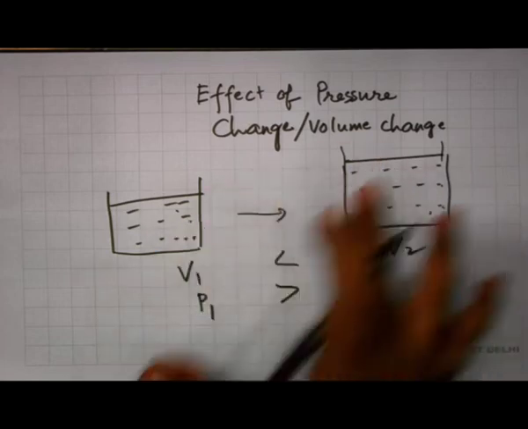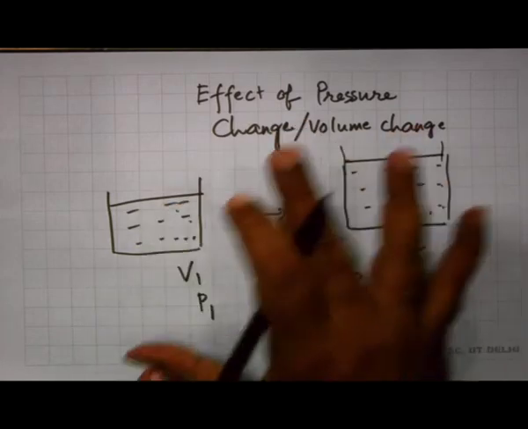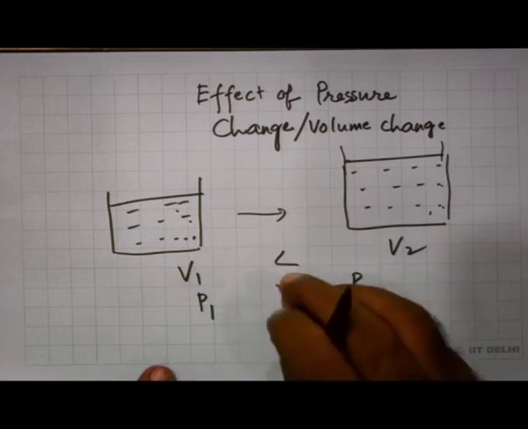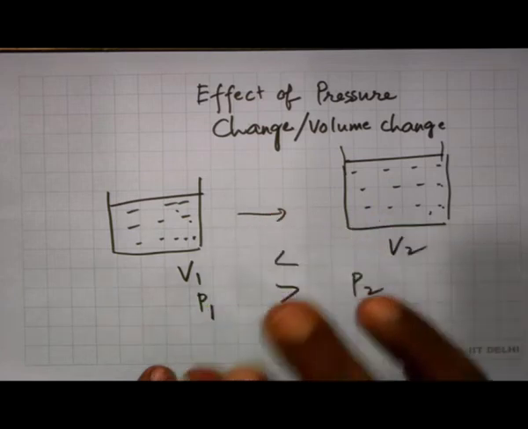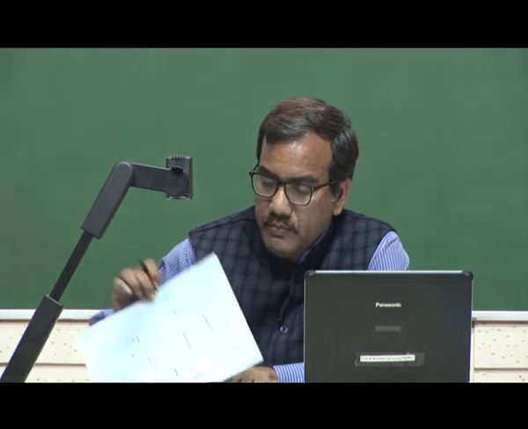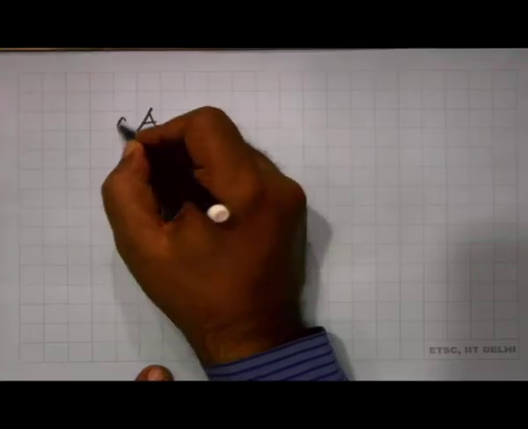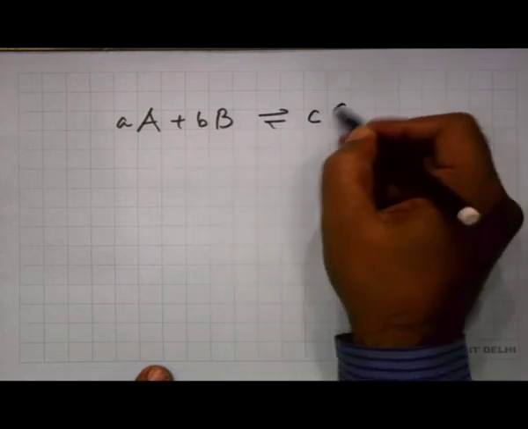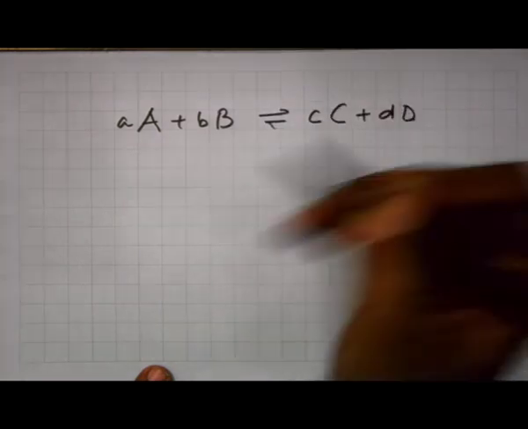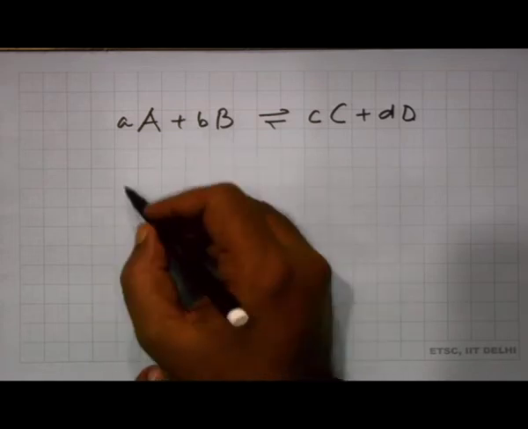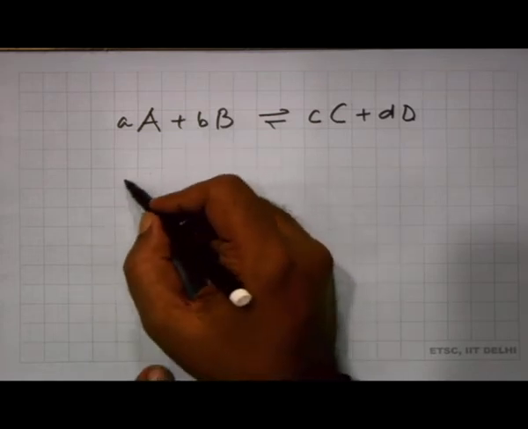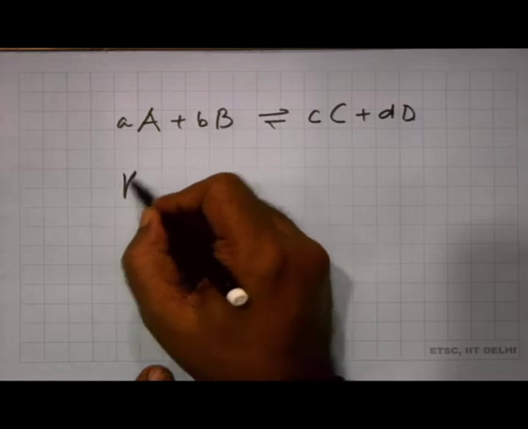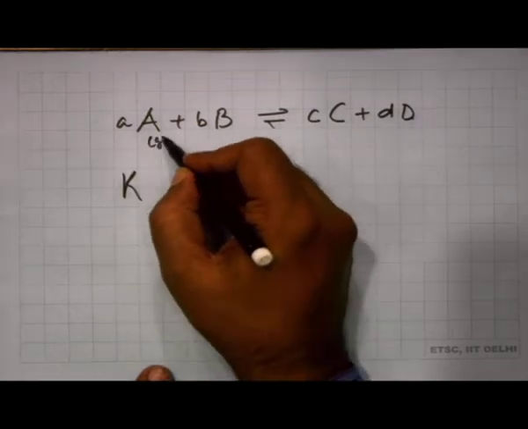So, what happens when we do that? How does the reaction get affected? How does the equilibrium get affected? Now, you can take any reaction, suppose a moles of A plus b moles of B giving you c moles of C plus d moles of D. In this case, what will happen? Suppose all are in gaseous form.